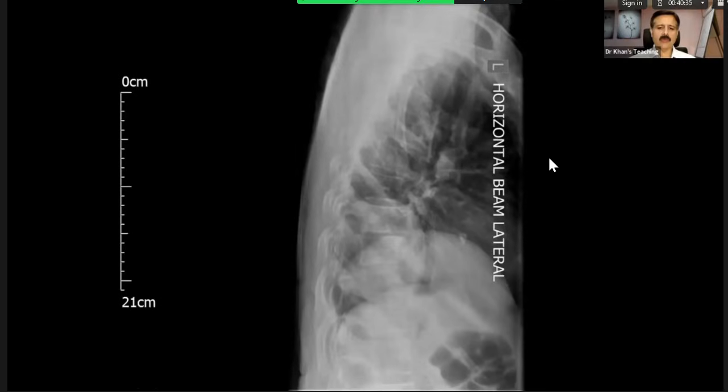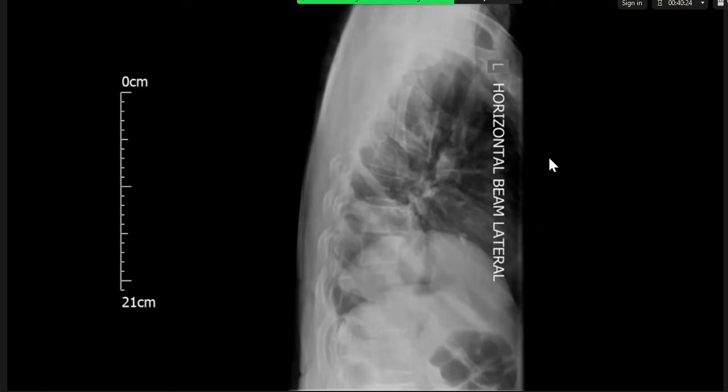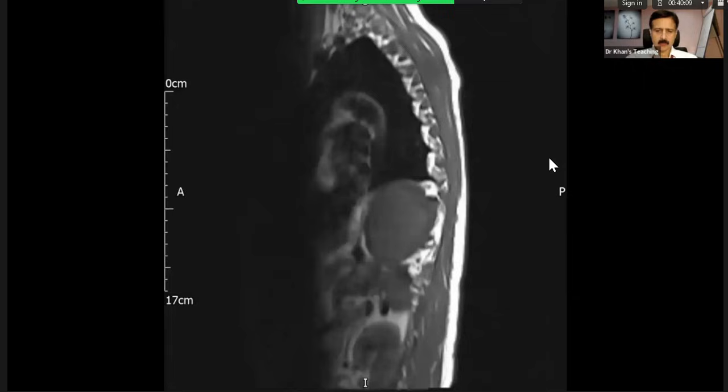I have gone to the lateral. Where is it placed on the lateral? The opacity, the mass, whatever. So again, it's posteriorly placed. Excellent. What would you like to do next? I think the patient needs cross-sectional imaging. A CT would be reasonable, but I have given you an MR instead of CT. So over to you. You can scroll it.